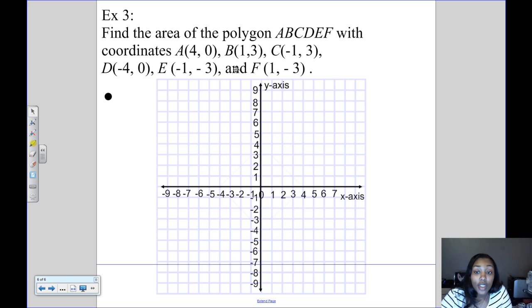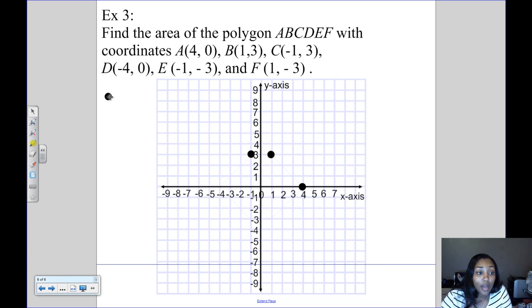So for our last example, we want to figure out the area of this polygon. The first thing we have to do is plot each one of the points. Point A is at 4, 0, so point A is here. Then point B is at 1, 3, so we're going to plot that 1, 3. So that's point B. Point C is at negative 1, 3, so here is point C.